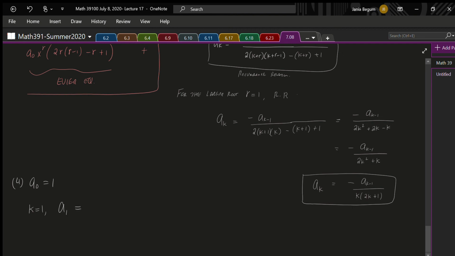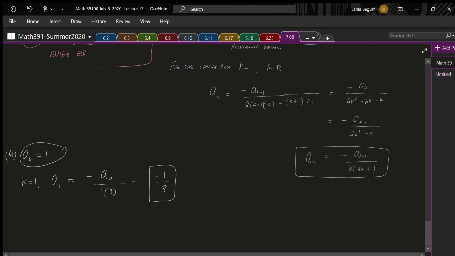So now if I do that, I'm going to find a sub 1 next. So that would be negative a sub 0 over k is 1. So that's going to be 1 times 2 times 1, that's 1, plus 1, that's 3. And a0 is 1, so let's plug that in. So we have negative 1 over 3. So that's another non-zero term.